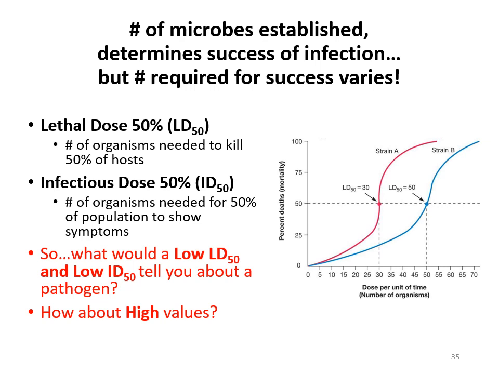So the official definition for lethal dose 50%, or LD50, is the number of organisms needed to kill 50% of the host. Infectious dose 50%, on the other hand, is the number of organisms, meaning pathogens, needed for 50% of the population to show symptoms, okay? So now the way to really understand these terms is to think about what it means if you have a low version of the term or a high version of the term.